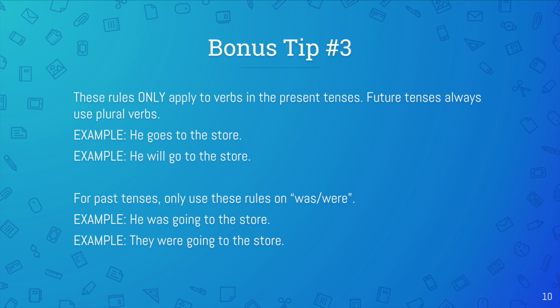For past tenses, only use these rules with was and were. For example, he was going to the store, they were going to the store. Here, he is singular, they is plural.